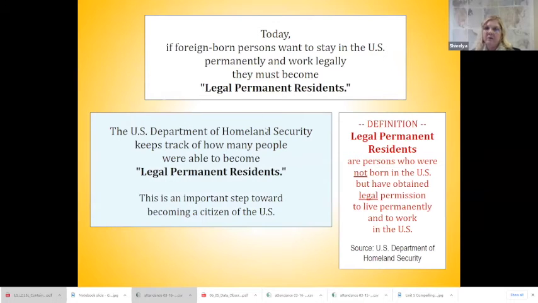We talk a little bit more about the distinctions, and again, we look at what is a legal permanent resident. We give them the definition. Again, this is someone who was not born in the US, but they have been able to obtain that legal permission, and so they can live and work here in the US. And of course, we know the United States keeps track of people, how many people are coming in, where they're coming from.